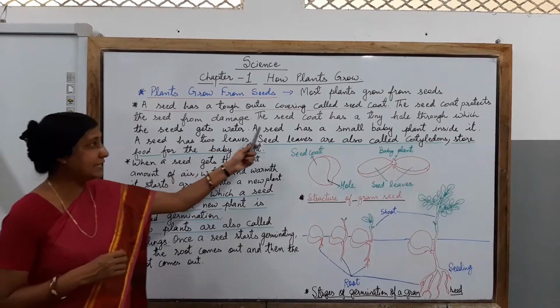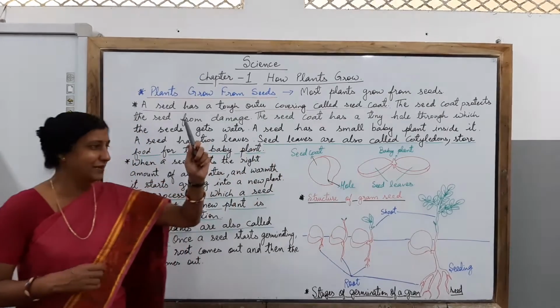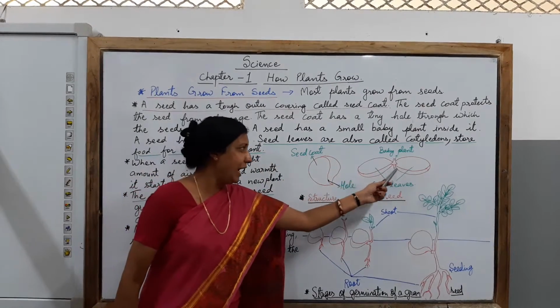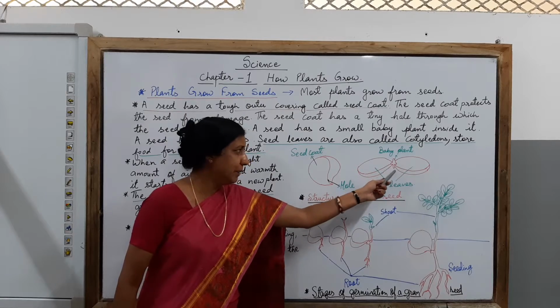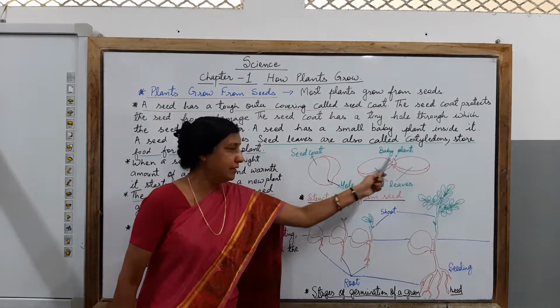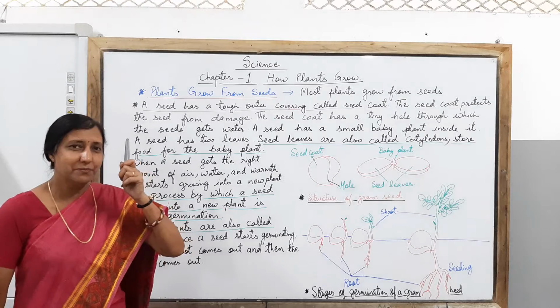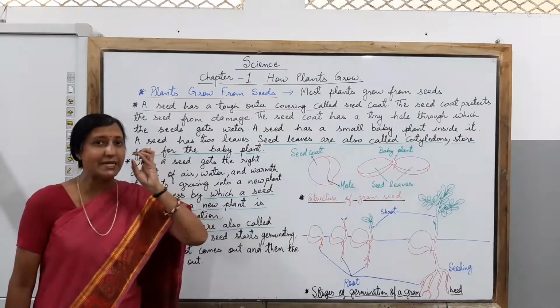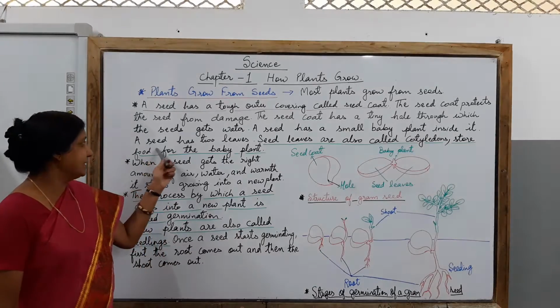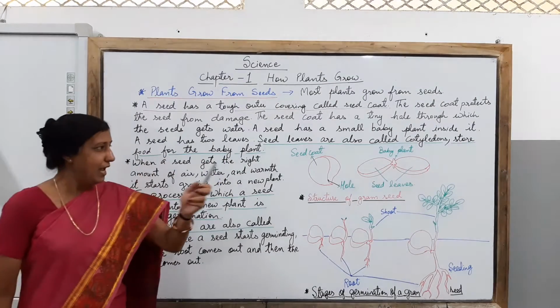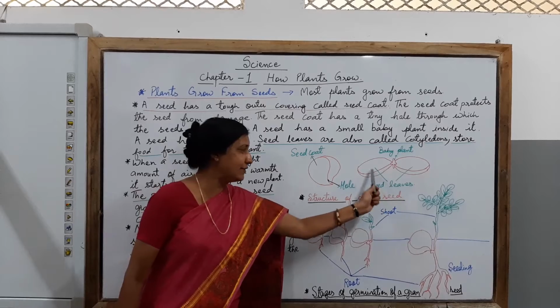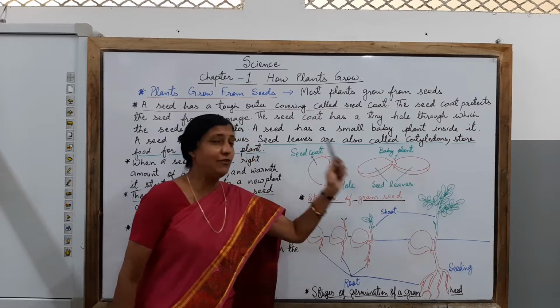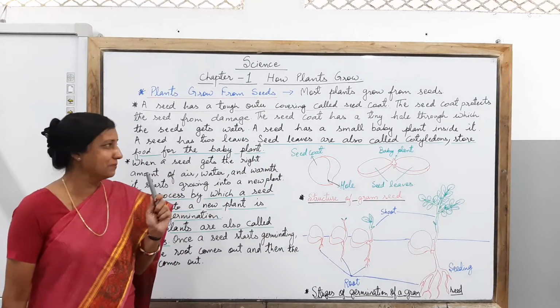Next children, a seed has a small baby plant inside it. Here you can see children, I have drawn the baby plant and you can see the baby plant growing. So children, you have come to know that a seed has a small baby plant inside it. And a seed has two leaves also. As you can see, the seed leaves are present right here, and I have drawn them on the board for you all.